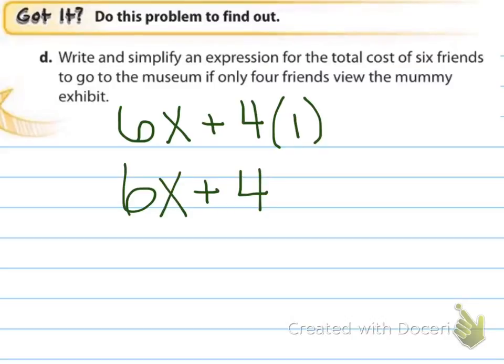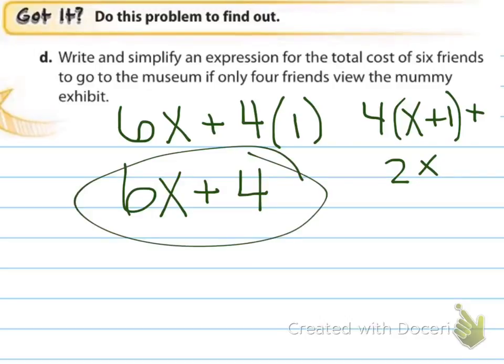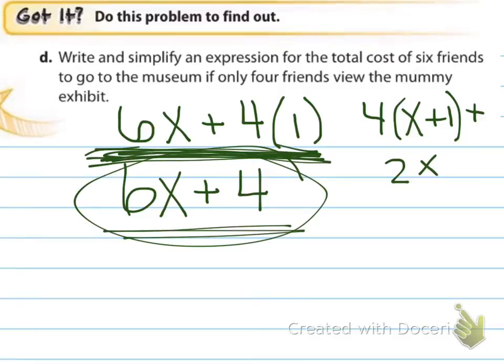Now you may have decided to do 4 times X plus 1, plus the extra 2 people that are only paying for the museum. Ultimately, you're still going to come out to 6X plus 4. So this could be a little bit different depending on what you were going with, but this is going to be our final answer when we simplify. And no matter what, you'll get that answer.